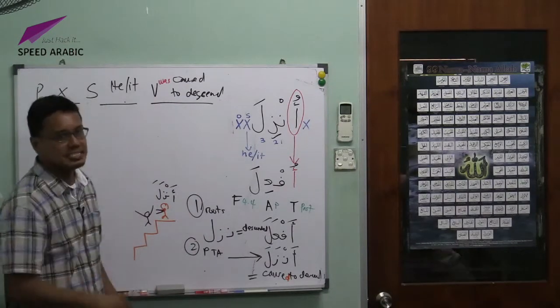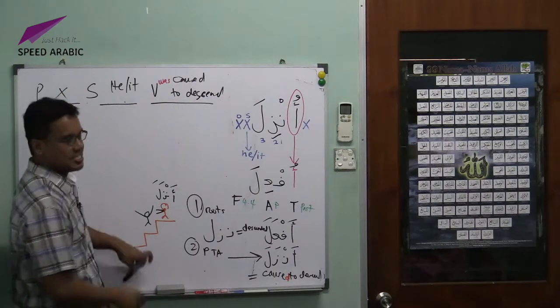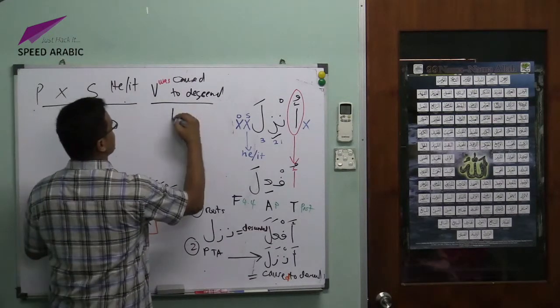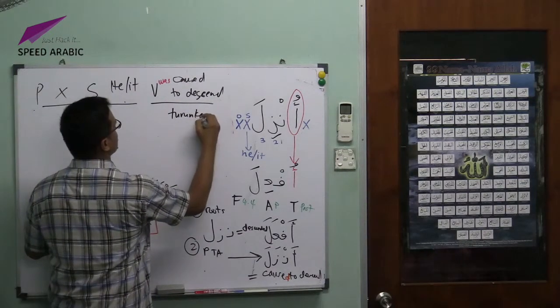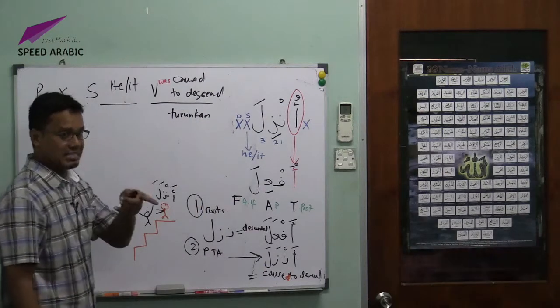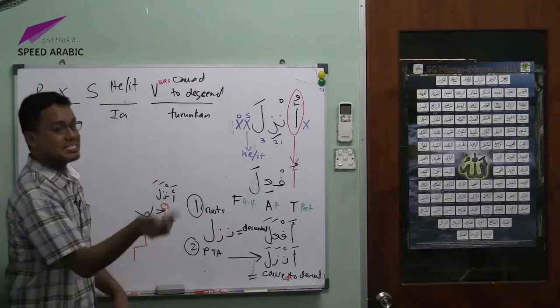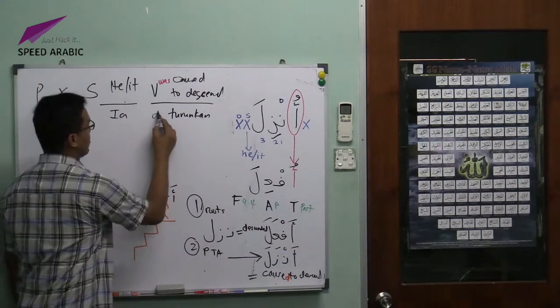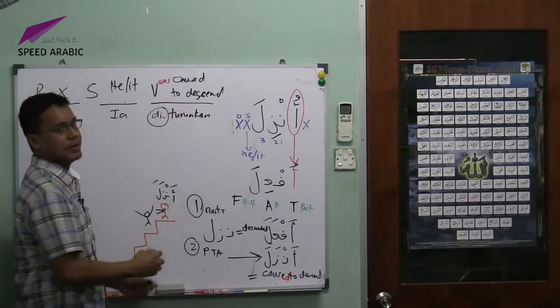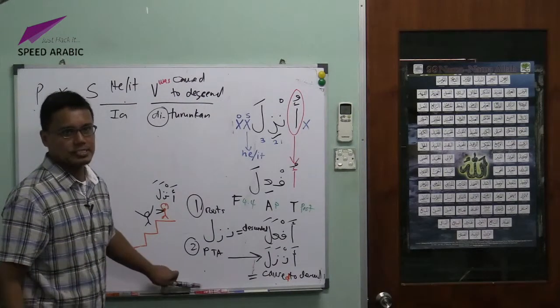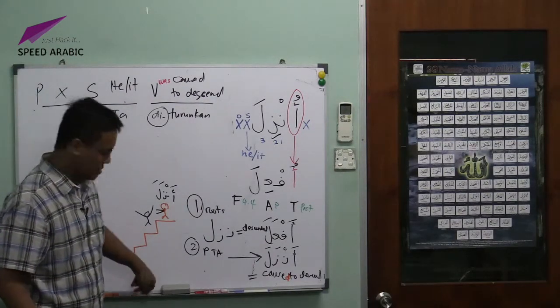In Malay, it's easier. This one is turunkan. If active, it's menurunkan. If passive, diturunkan. So in Malay, it's quite easy to hack.